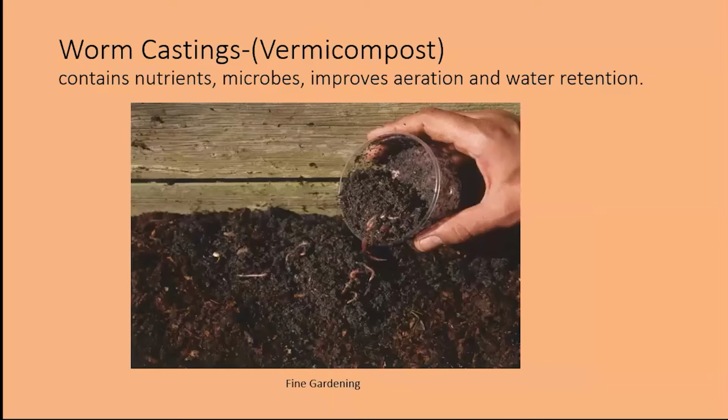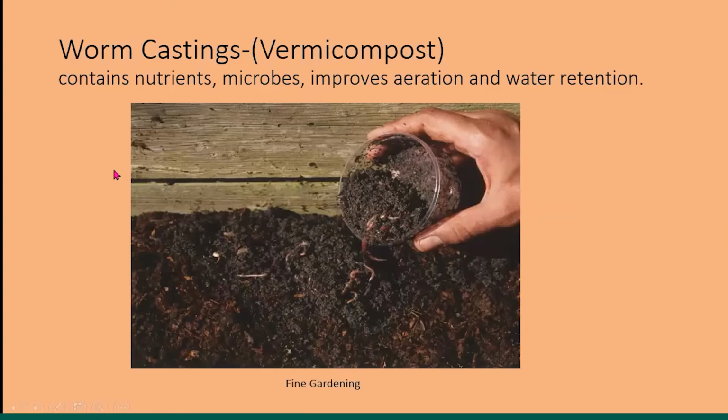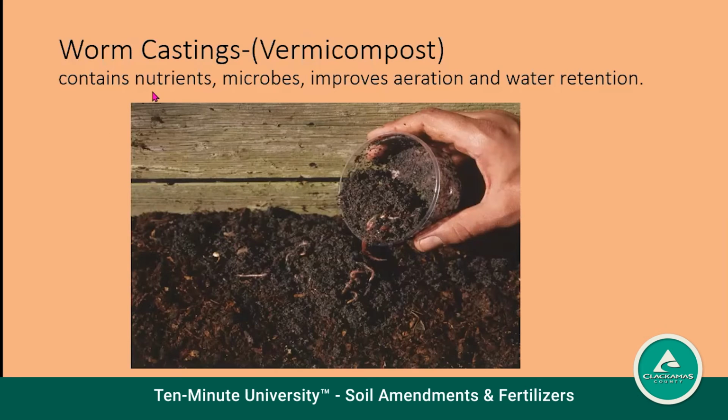Another way that is becoming more and more popular is the use of worm castings or vermicompost. This is basically worm manure. And look at all the benefits of worm castings: nutrients, microbes, it improves aeration and water retention. It's a wonderful way, and you can actually do some of this in your own home or around your garden, worm castings.